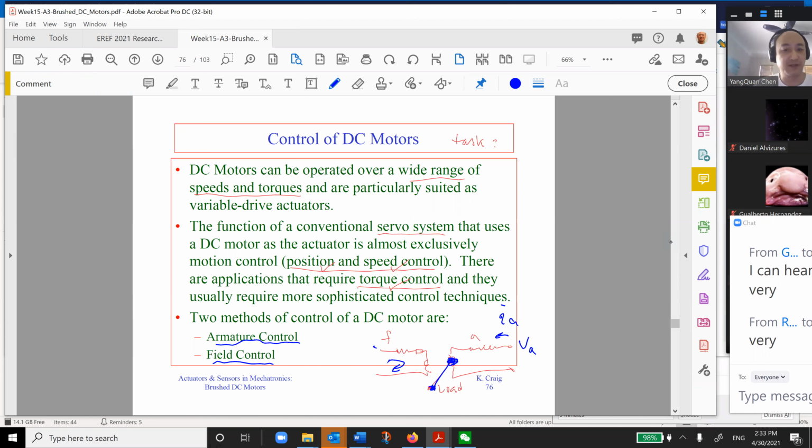Basically, we have two types of control. One is to control the position. Another one is called speed control. Both of them are called motion control. These are the very fundamentals for robotics, for autonomous vehicles.